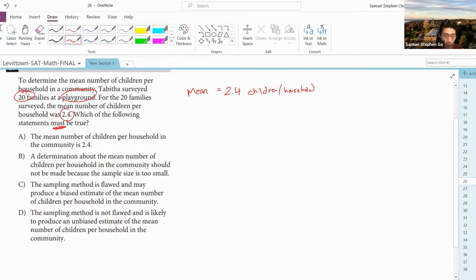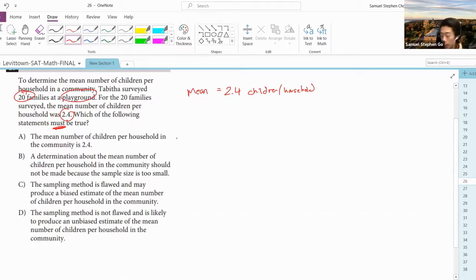So let's see. We've got to read through the answer choices here. There's no way to just solve the problem, so let's go through all the choices. Choice A says the mean number of children per household in the entire community is 2.4. You might be tempted to choose it because they literally just told you she surveyed people at a playground and she got 2.4. So it's got to be 2.4.